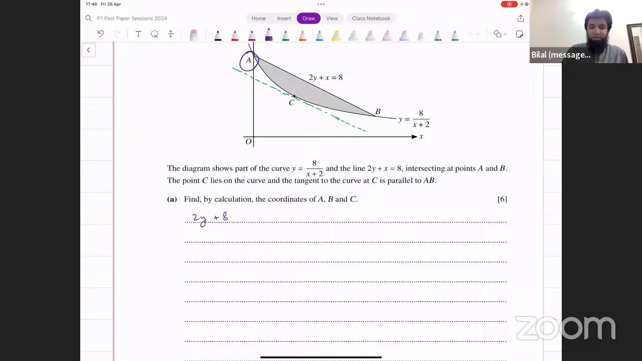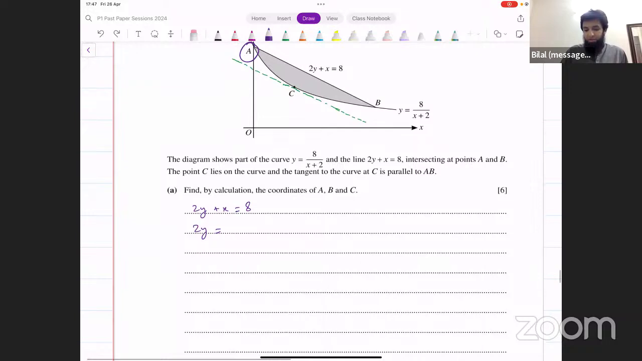2y plus x equals 8. This is a straight line. If we convert it to standard form, we need that to find the gradient later on as well. So let's convert it to standard form. That gives us 2y equals minus x plus 8, and y equals minus 1 over 2 x plus 4. 4 is the y-intercept.